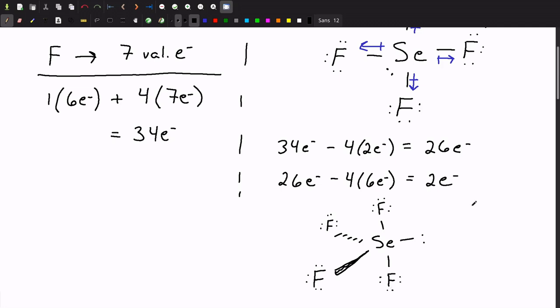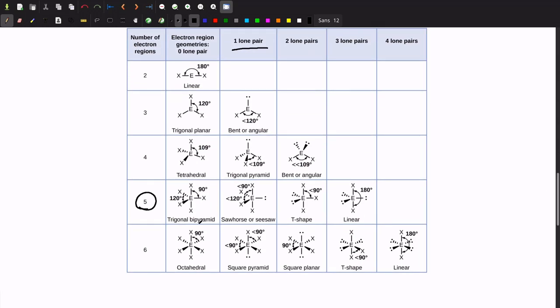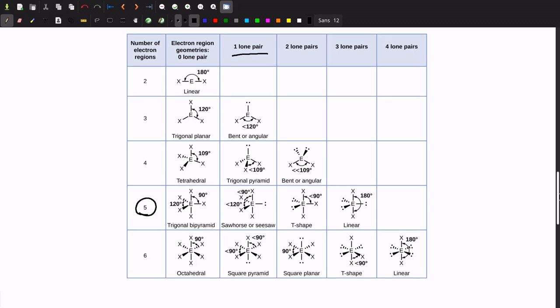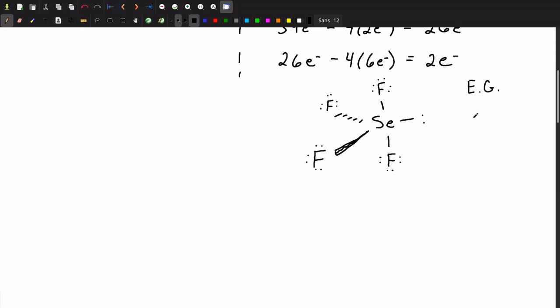The electron geometry is always the same as the first column for that steric number, so it's going to be trigonal bipyramidal. And the molecular geometry is called seesaw.